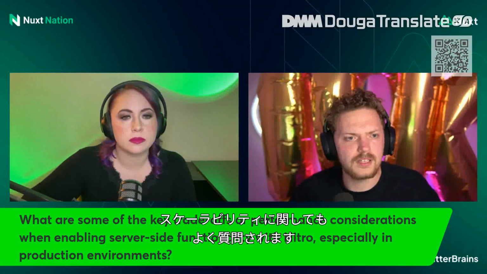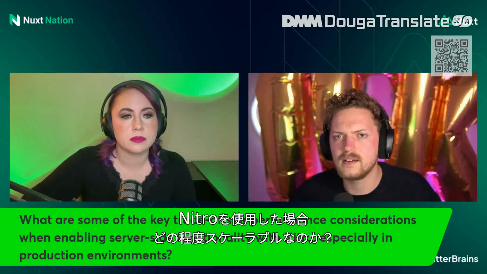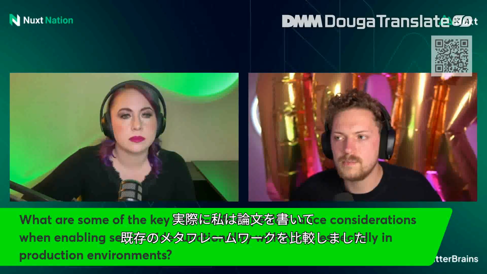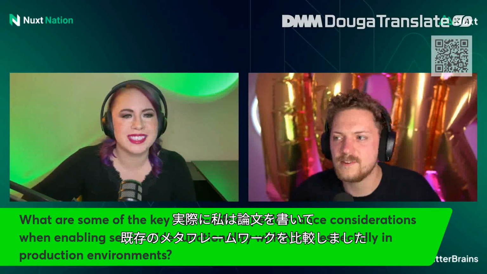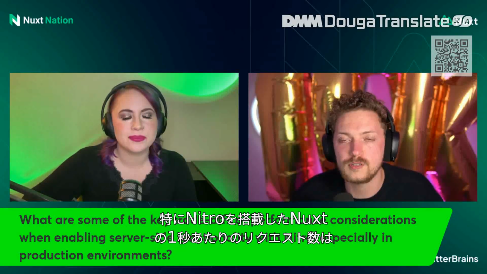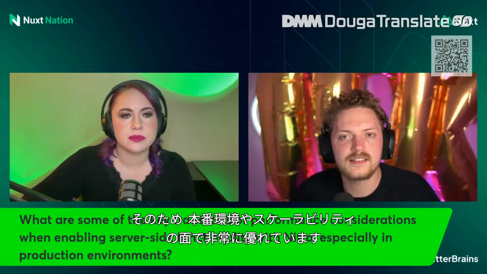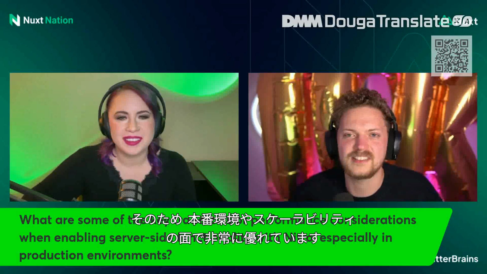In terms of scalability, it's also often a question like, how scalable is the whole thing with Nitro? I actually wrote my thesis and compared the meta frameworks out there, and the requests per second for especially Nuxt with Nitro under the hood were insane compared to the others. So it's really good for production and for scalability.